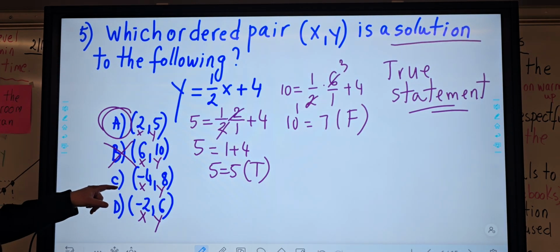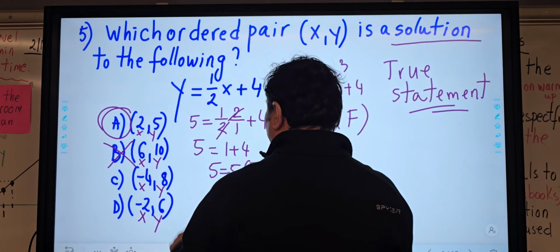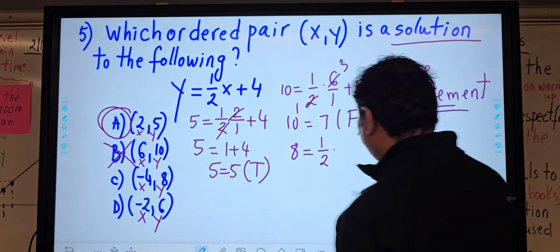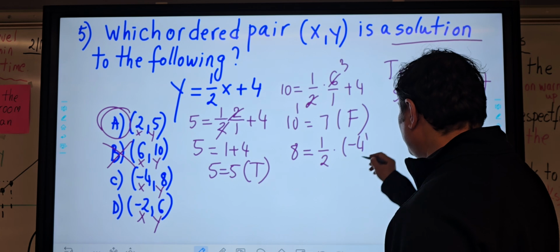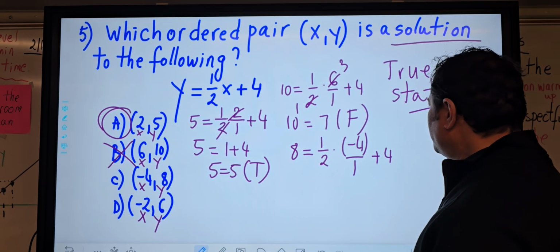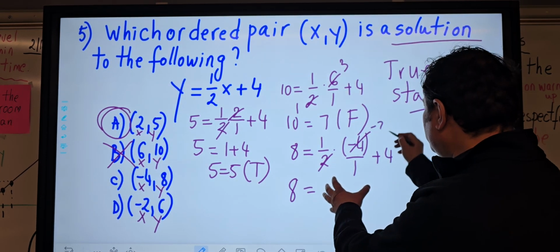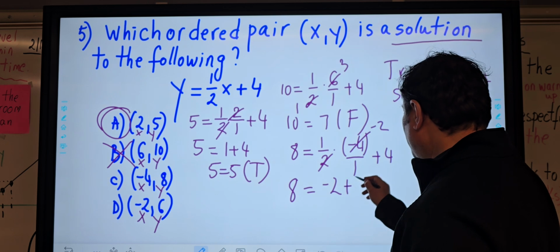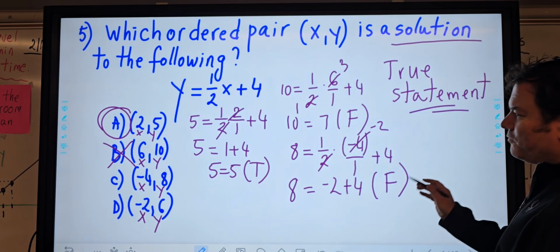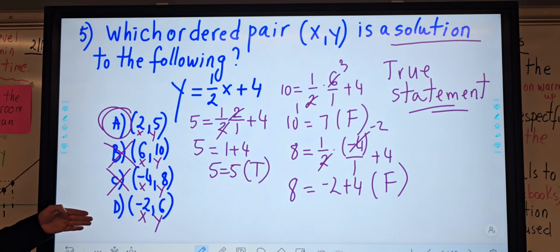Let's continue with C. Instead of y, we are going to put 8. So we have 8 equals 1 over 2 times x. X is negative 4, right? So we have negative 4. We can put this over 1. And then we have plus 4 in the equation. This again simplifies. So we have 8 equals, that becomes negative 2. So negative 2 plus 4 becomes 2, but 8 does not equal 2. And this is also false. So C doesn't work. Let's cross it out.